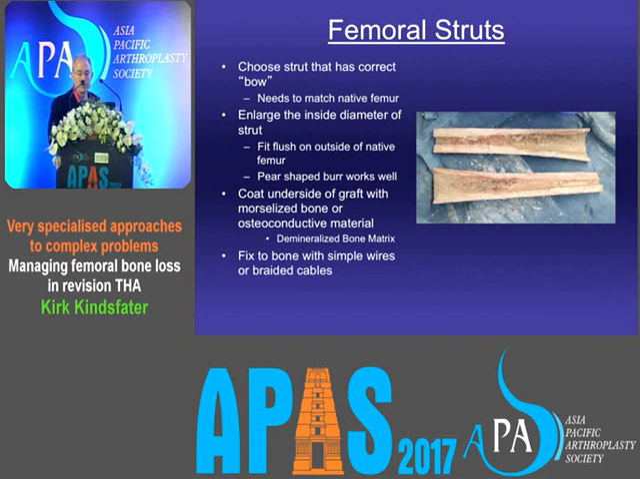So I usually take a large pear burr and radius that to enlarge it so it'll fit down flush on the underlying femur. I usually coat it with morselized graft, or we often use the demineralized bone matrix to take up any defects. And then I fix it with simple wires, or if I need stronger fixation, I use braided cables, but the wires suffice most of the time.